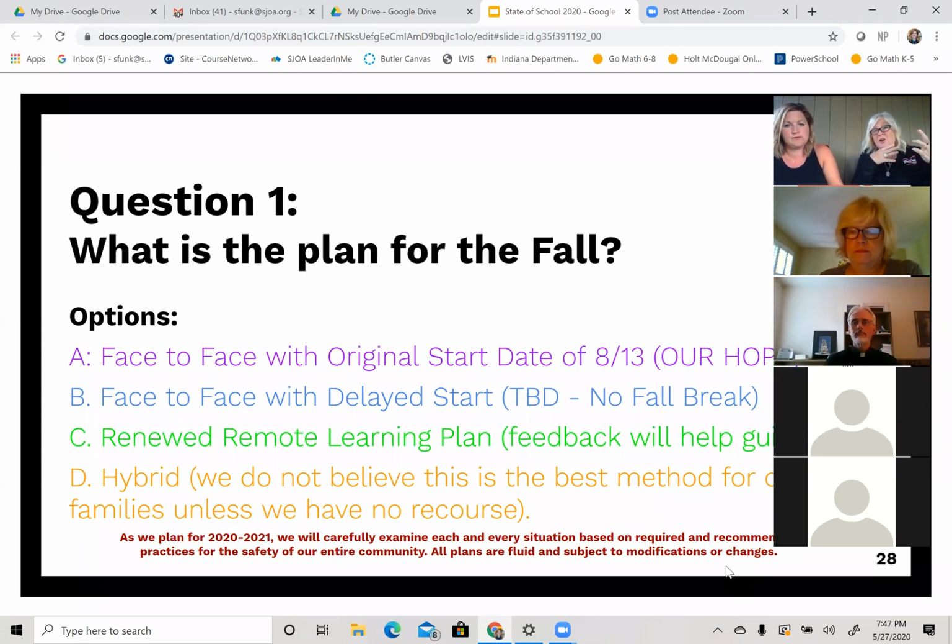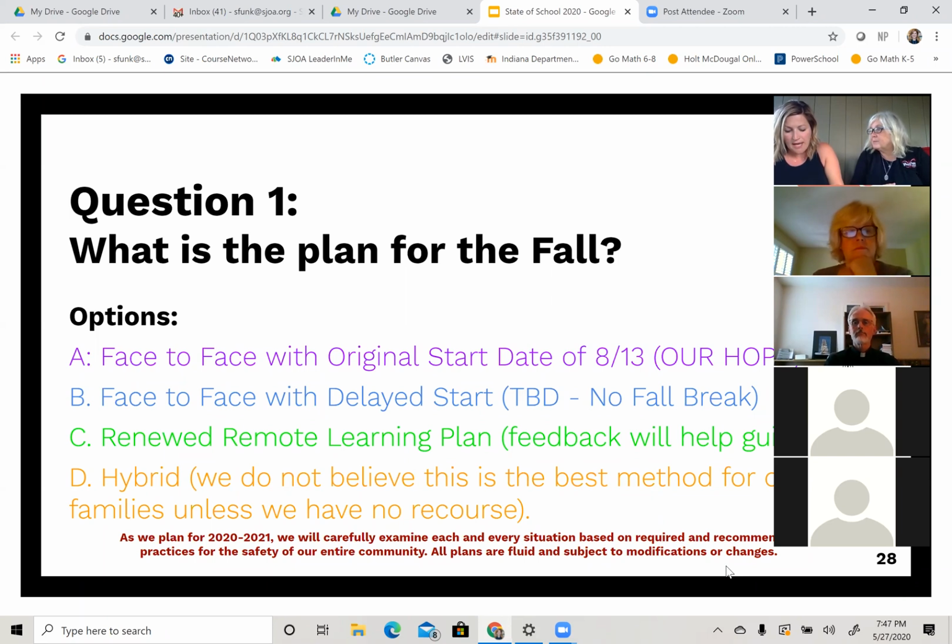The second one is face-to-face with the delayed start. I'm hearing post Labor Day, which the East Coast does anyway. So what I did was create an alternate schedule. We would take fall break away, because why would we take fall break when we don't come back till September anyway? And then we threw some days into June.